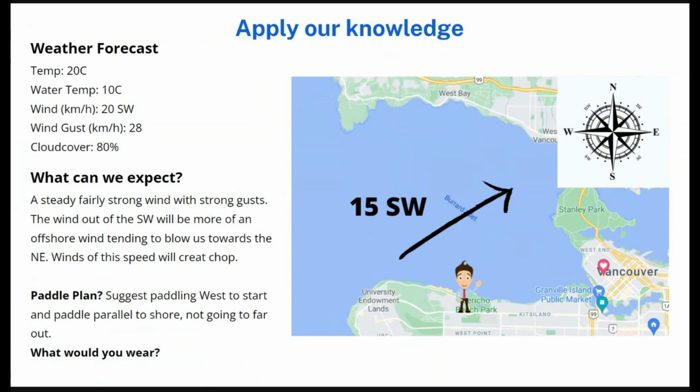So this is when we start looking at high speeds. What else are we going to expect on the water? Because 20 kilometers an hour is going to start creating wind waves. It's going to start with chop, and the longer that blows, the messier the water is going to be.